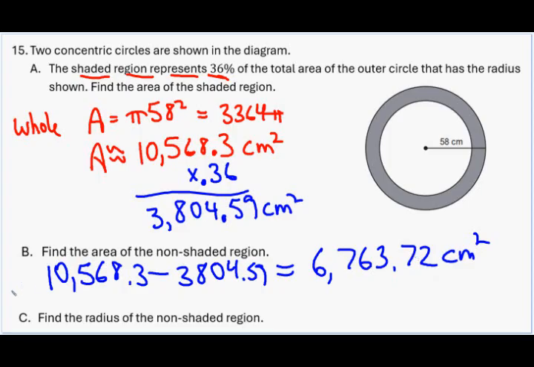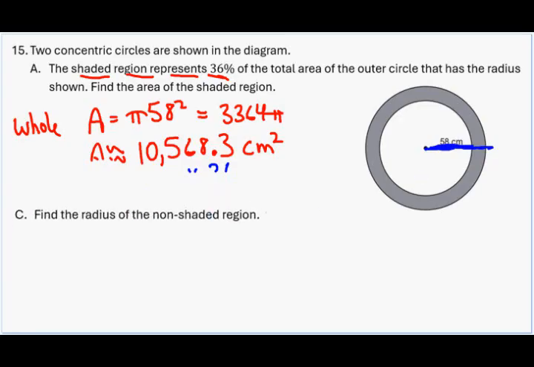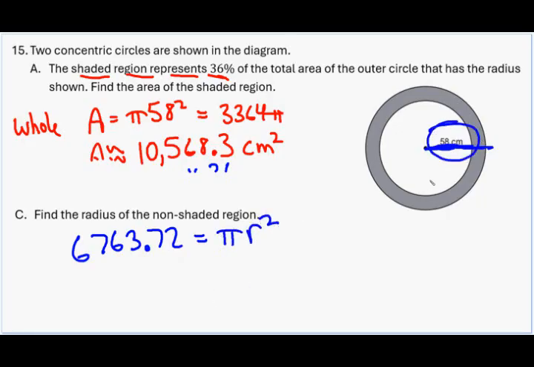And then finally, part C, find the radius of just the non-shaded area. This 58 radius went all the way to the end of the shaded area. So what we should do here, I guess I can just erase up here. I'll move up a little bit. Need a little more room. Radius of the non-shaded region. So we're going to take our answer from part B, that is 6,763.72, and that's going to equal the area, or the pi r squared, with our new radius. Again, that's going to be less than 58.